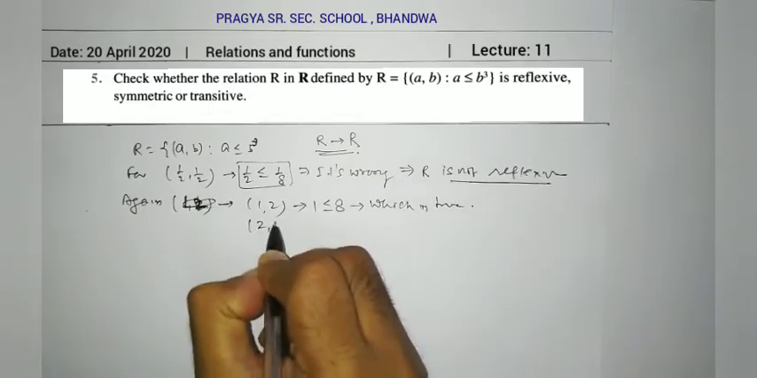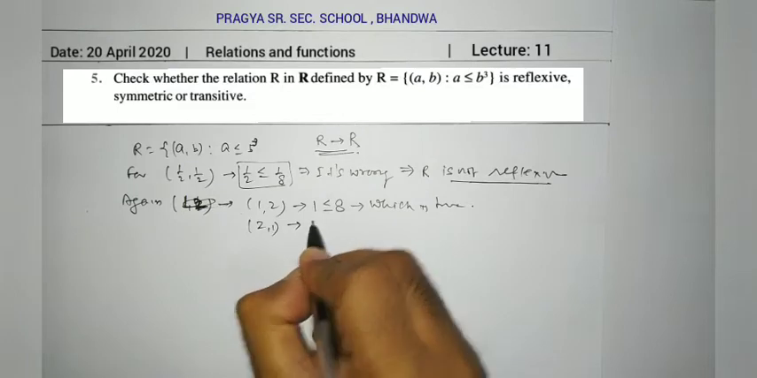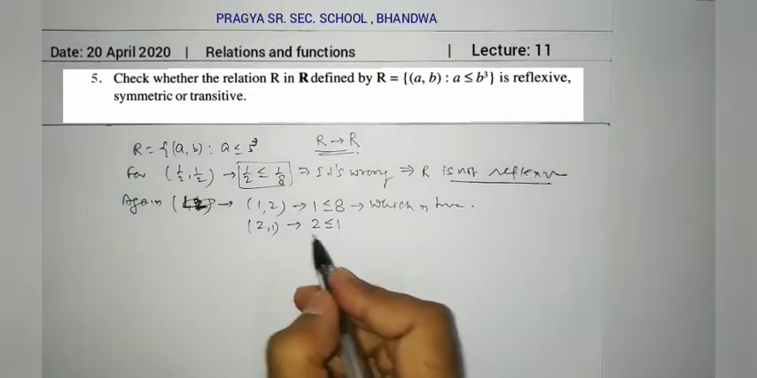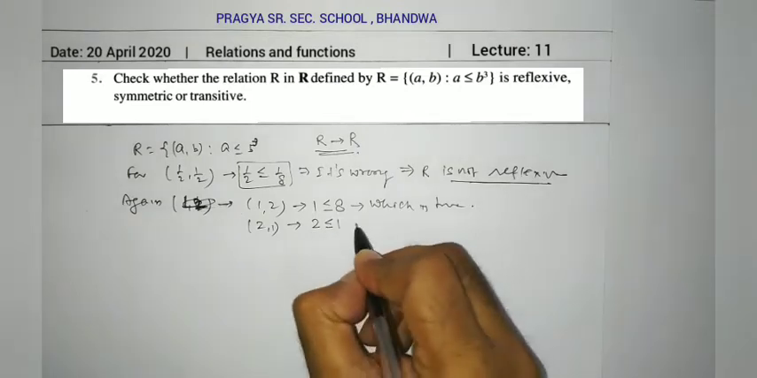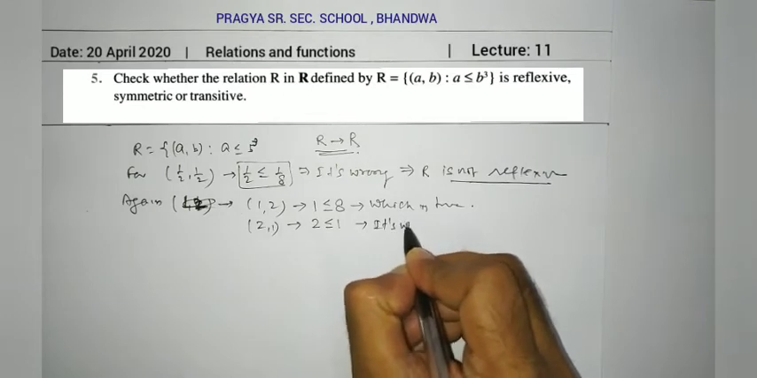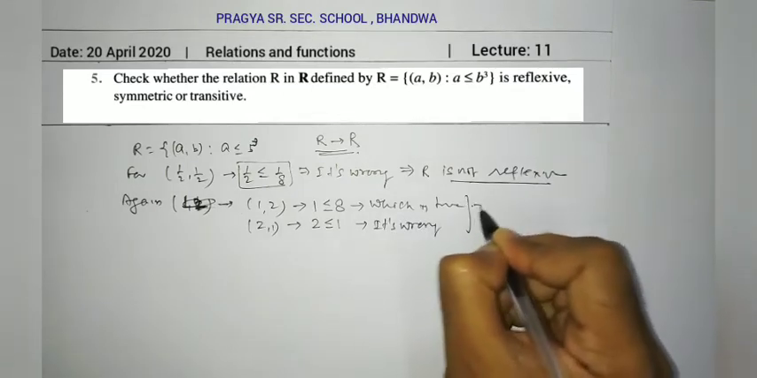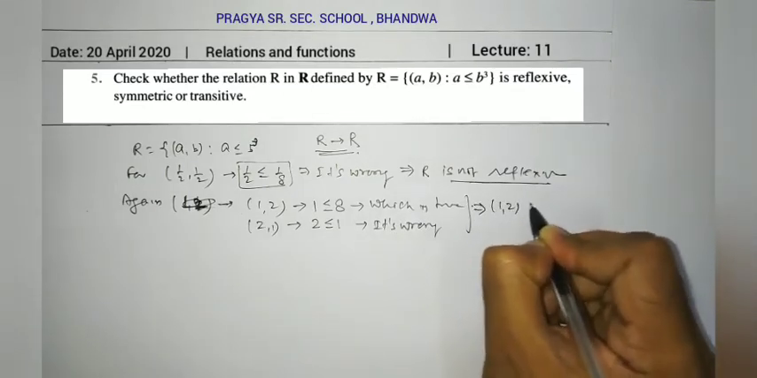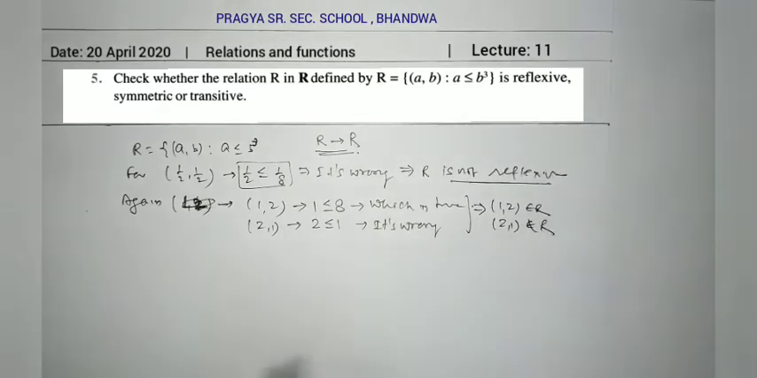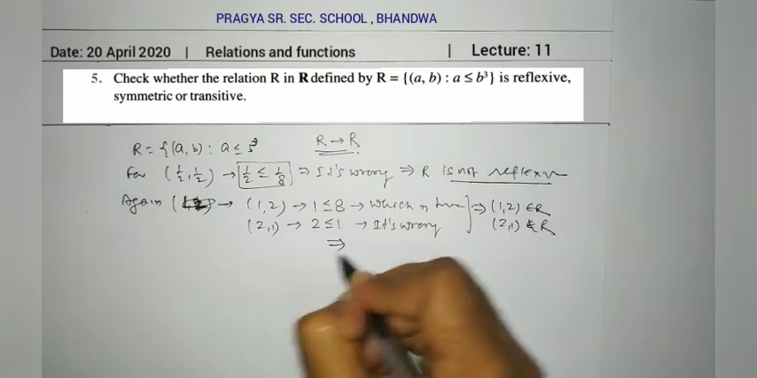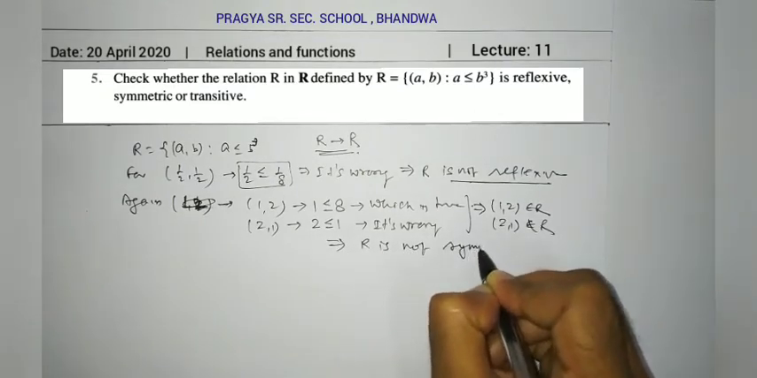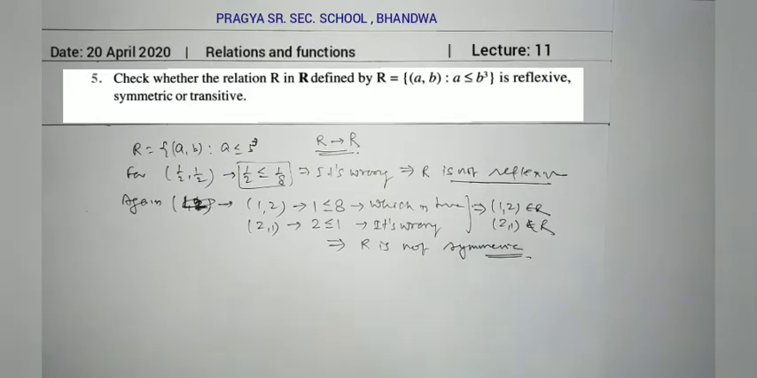For (2, 1) we will write: A less than or equal to B cube, so 2 less than or equal to 1. We can see very clearly that it's a wrong statement. 2 less than 1 is wrong. Again, you can say (1, 2) belongs to R, but (2, 1) does not belong to R. What we mean by this is R is not symmetric. Is it clear to you?